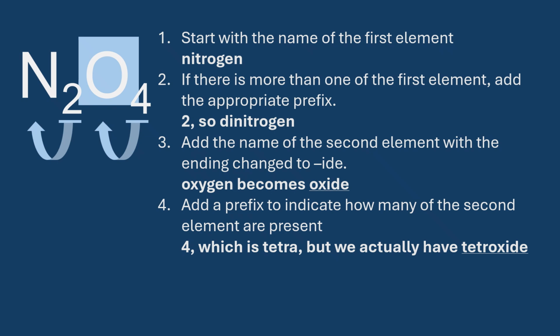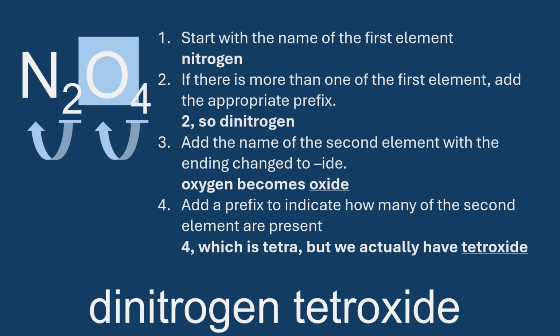Adding the appropriate prefix, tetra, gets us close. But here we have a special case where there is a vowel at the end of the prefix and a vowel at the beginning of the element name. We won't use both vowels, so we drop the a on the prefix. Instead of saying tetraoxide, we say tetroxide. Lastly, we string the 2 pieces together and name our compound, dinitrogen tetroxide.